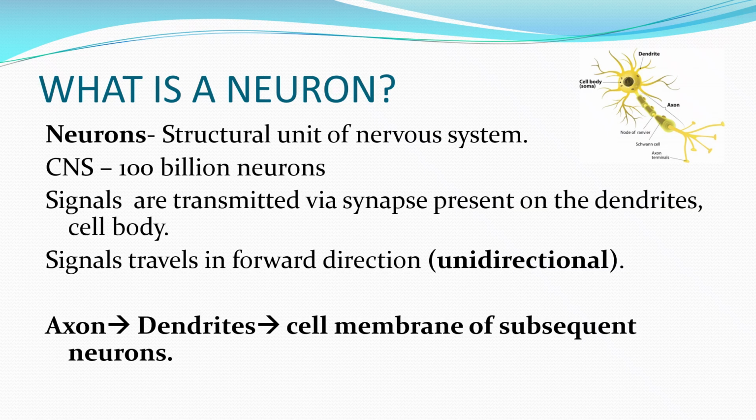Neurons are the basic structural unit of the nervous system. The central nervous system comprises hundreds of billions of neurons. The signals are basically transmitted via synapses present on the dendrites and cell body, which are an integral part of a neuron. The signals always travel in a unidirectional flow, from an axon to the dendrites and to the cell membrane of the subsequent neurons.